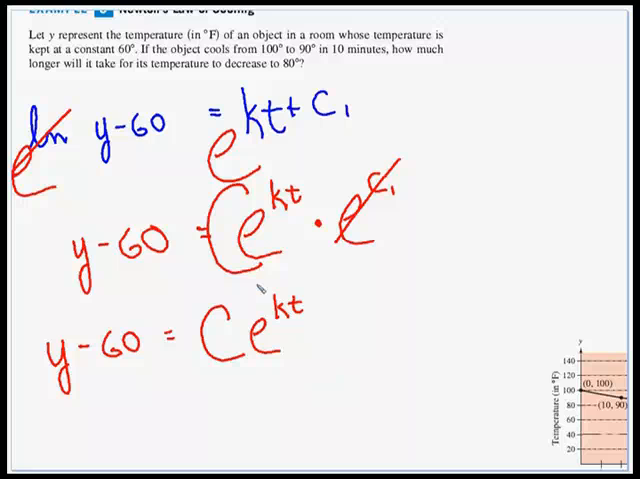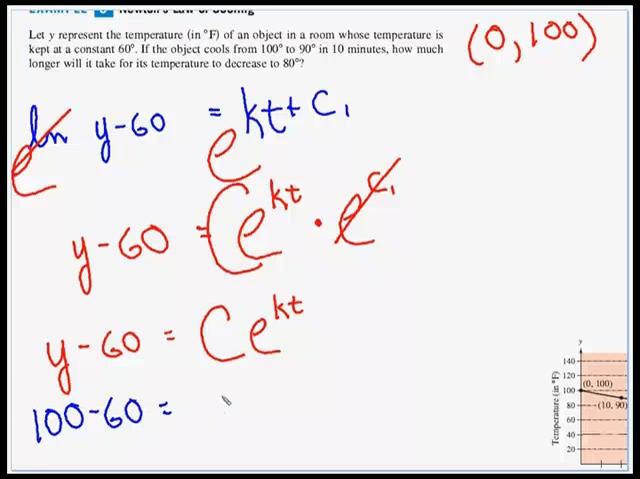What are we going to do next here? Let's plug in our initial condition and solve for c. Our initial condition is at time 0, the temperature of the object was 100 degrees. So for y, we put in a 100. That becomes 100 minus 60 equals c e raised to the exponent k times t, or k times 0, which is 0. E to the 0 is 1, so that just becomes a 1. So c is equal to 100 minus 60, or 40. So we have c is equal to 40.